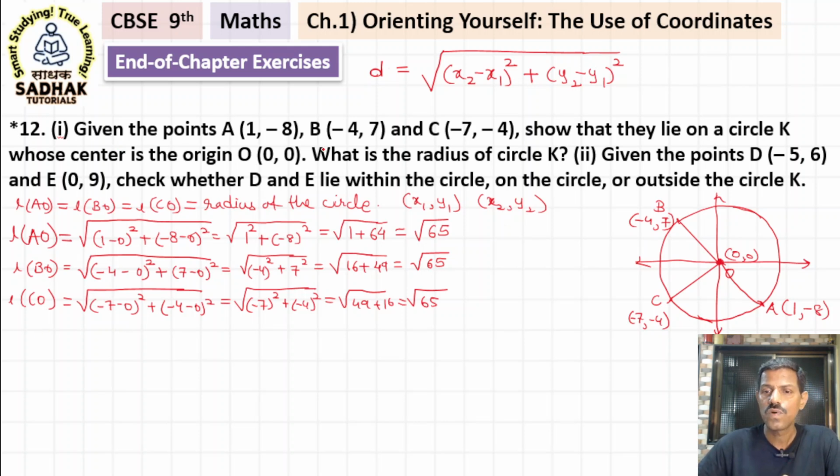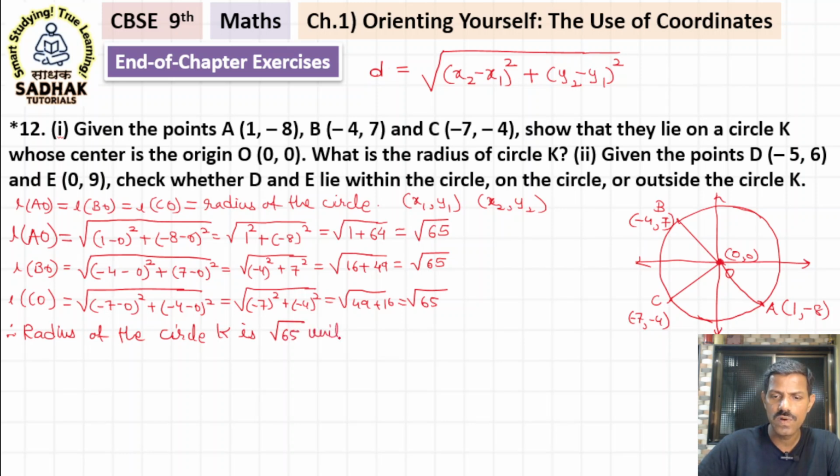So what is the radius of the circle K? Therefore the radius of the circle K is square root of 65 units. Square root of 65 units. Here we have to write units in all the 3 places. Square root of 65 units. That is the first half of the question. Now let us quickly go to the second half.